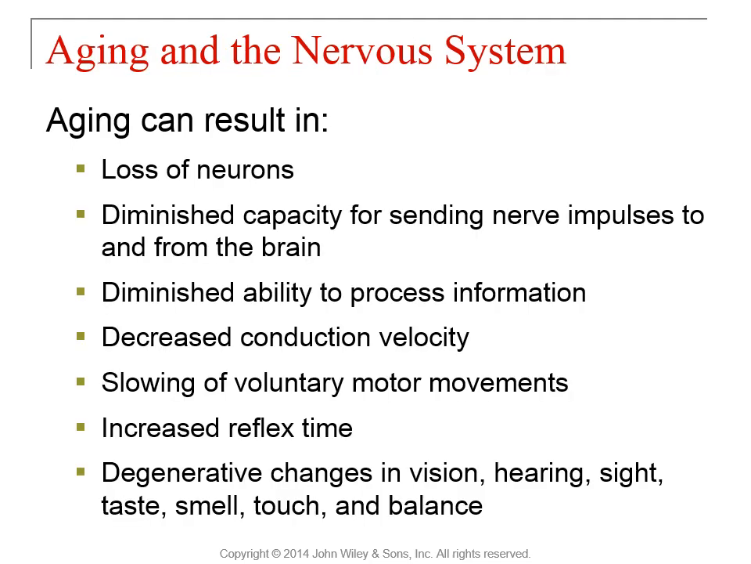Now, with aging, there's no real surprise. We start to lose our neurons, and we start to lose interconnections or synapses in certain areas. So there's diminished capacity for sending nerve impulses to and from the brain, so they can't sense things very easily. They can't react to things very easily. They're generally slower as far as reacting and slower to process certain things. You start to see a decreased conduction velocity. This could also mean that myelin sheaths are degrading. You see, of course, slowing of voluntary motor movements, longer reflex time, and also degeneration in all the special senses too. So if they start to lose their vision, they need aids such as glasses, sometimes bifocals.